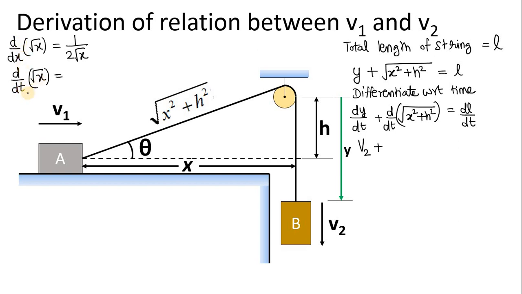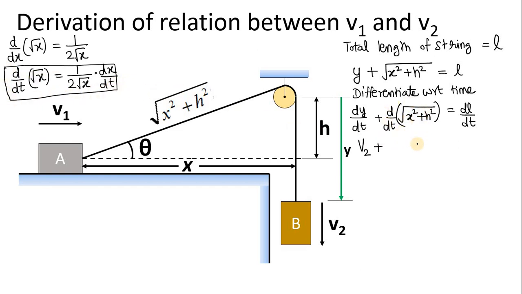t is a different variable than x. Therefore, for this situation, the answer is 1 by 2 root x into dx by dt. This is the real technique. This is called the chain rule of differentiation. One must know this technique of chain rule of differentiation.